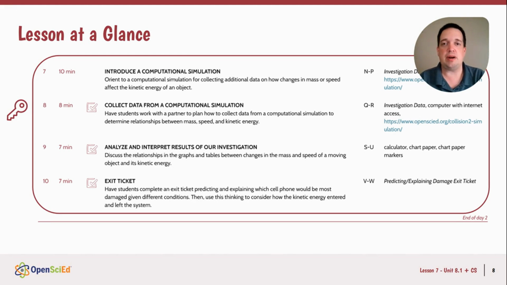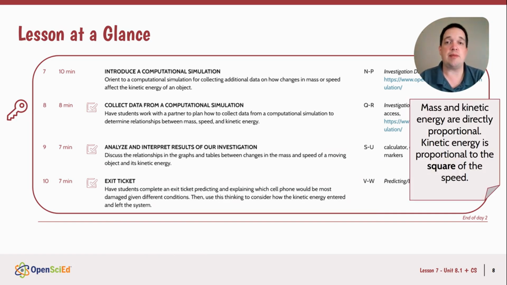The next piece, part 8, is when they actually run that simulation. And then in part 9, you're making sense. And 10, they're going to be writing an exit ticket, seeing if they can use the relationships they found. Overall, they're going to find that mass and kinetic energy are directly proportional, meaning if you double the mass, it doubles the kinetic energy. But speed is not directly proportional like that. It has to do with the square of the scale factor. So if you double the speed, it quadruples the kinetic energy because 2 squared is 4. If you triple the speed, then it multiplies the kinetic energy by 3 squared, which is 9.